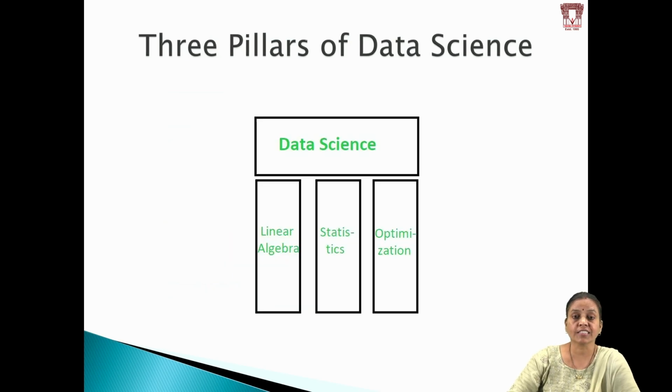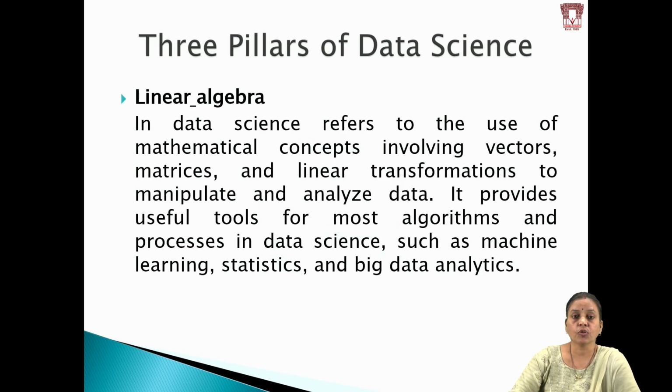Let us move to the next content, which is very important: the three pillars of data science. What are the three pillars of data science? That is linear algebra, statistics, and optimization. These three play a major role in the field of data science. Let us go in depth.